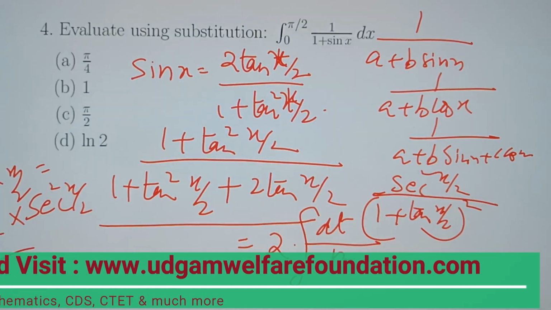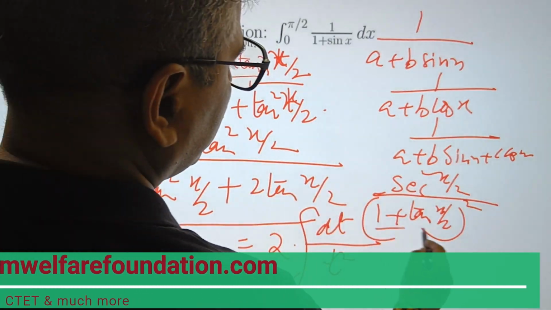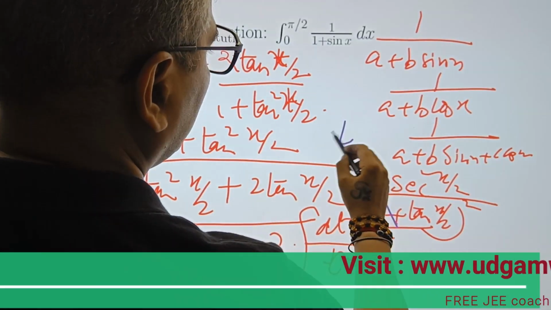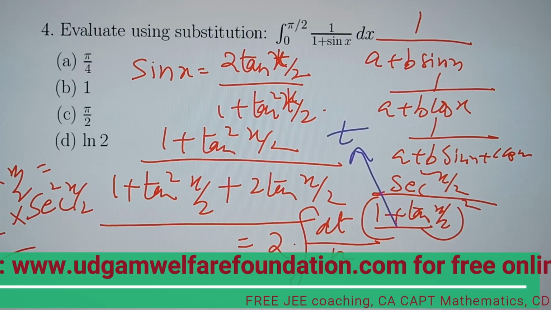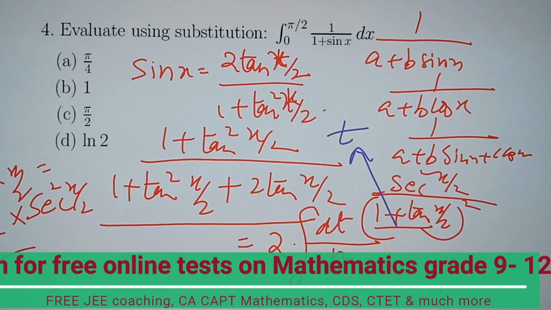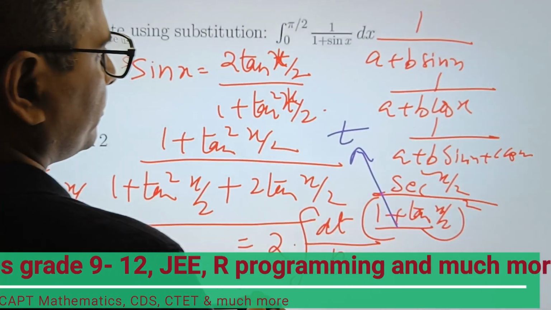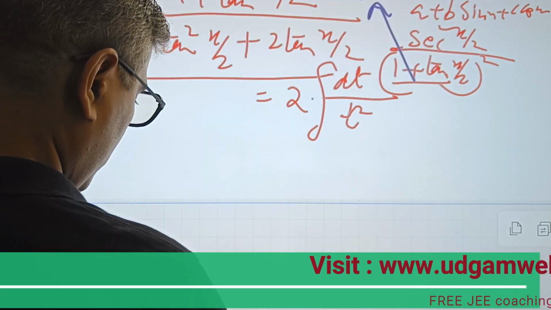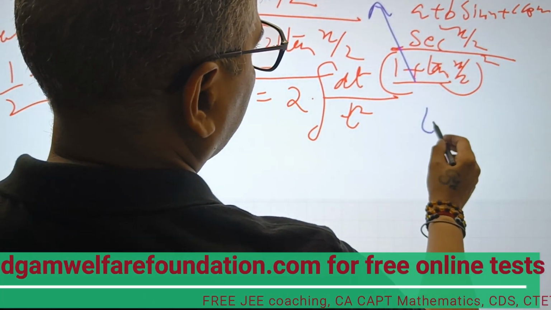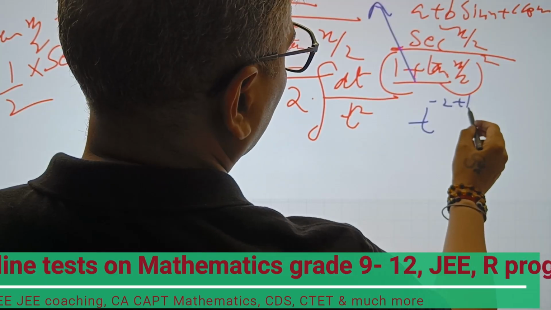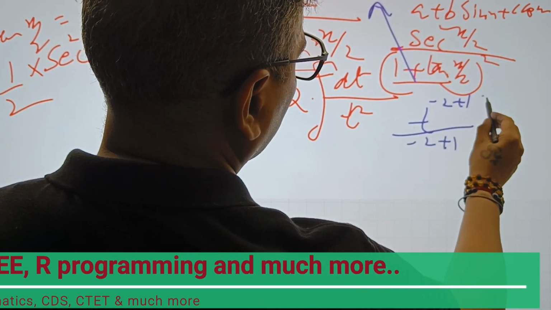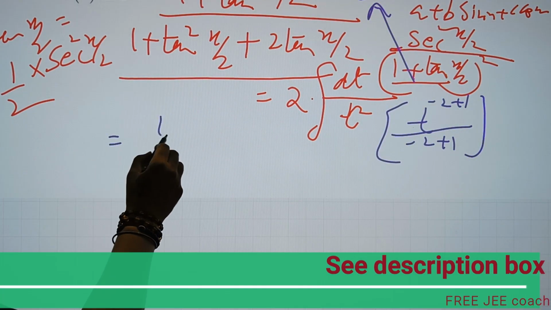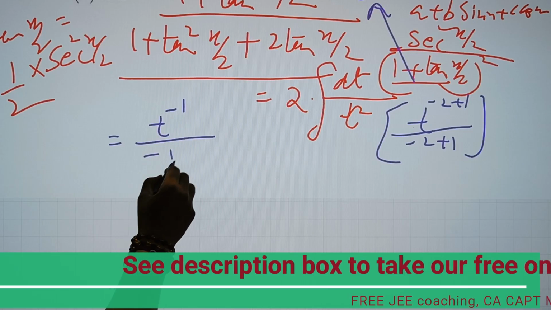So this will be your question, as we have substituted this term as t. This is your t. So now we are getting only 1 upon t square. So integration of t square is what? Let me make some space here. So integration of t to the power minus 2 is t to the power minus 2 plus 1 upon minus 2 plus 1. So here you will get t raised to the power minus 1 upon minus 1.